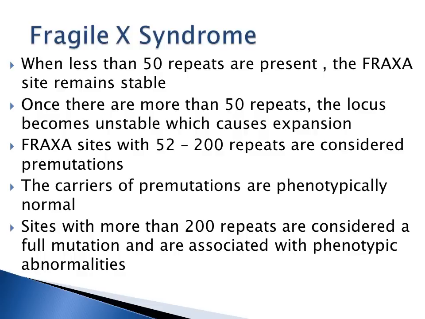When less than 50 repeats are present, the locus remains stable. Once there's more than 50 repeats, the locus becomes unstable, which can cause an expansion. And the FRAXA locus, when it has between 52 and 200 repeats, that's considered a premutation. Carriers of premutations are phenotypically normal. If the locus has more than 200 repeats, that's considered a full mutation, and it's associated with phenotypic abnormalities.